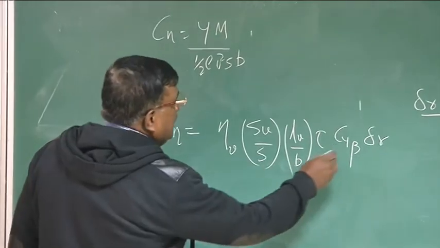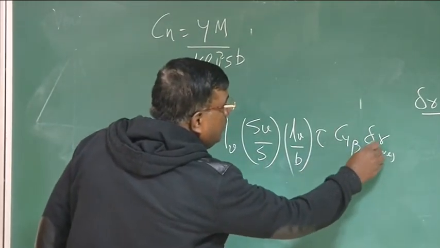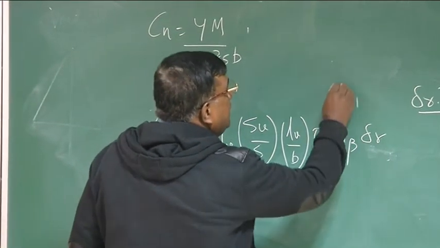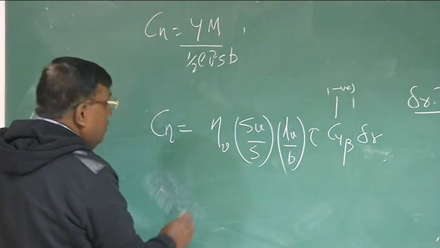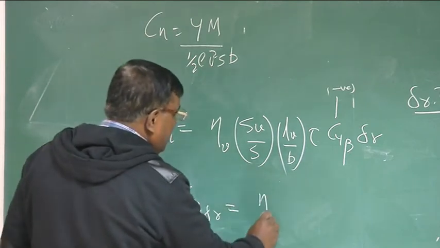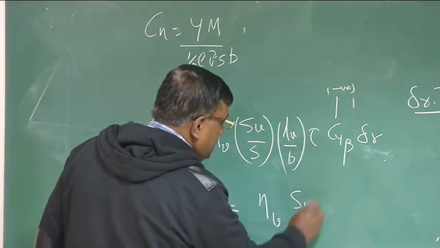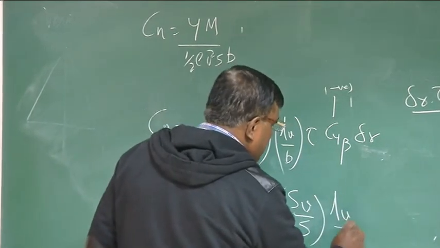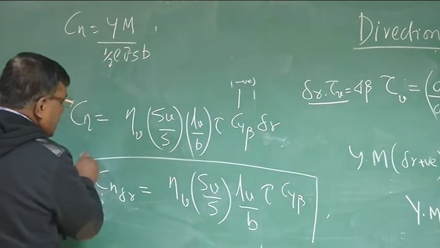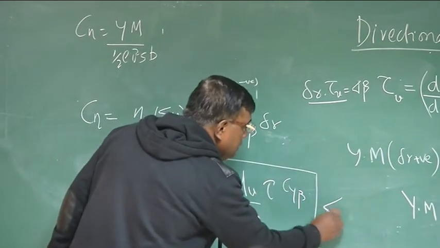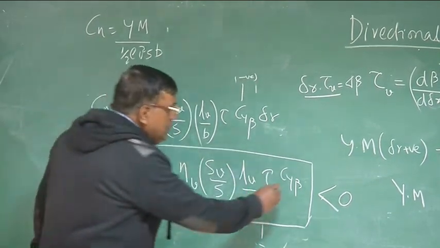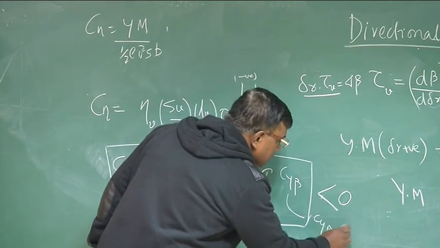And I am again checking that if delta R is positive, this yawing moment should be negative, that we have seen physically, and since Cy beta sign is negative, this is taken care of. We are talking about control, so what is Cn delta R? That will be eta V, SV by S, LV by B, tau into Cy beta. And what is the sign of Cn delta R? This is less than 0, because Cy beta is less than 0.